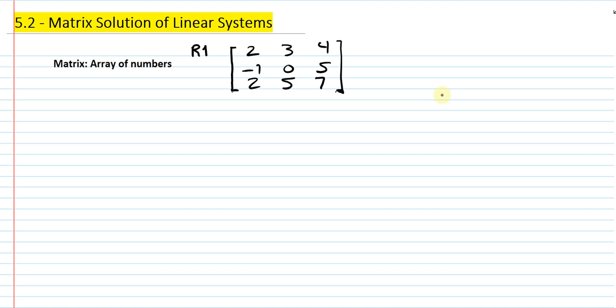The anatomy of the matrix: the rows of the matrix, we count them from top to bottom. First row, second, third, top to bottom. The columns go from left to right. Column 1, 2, 3, from left to right.